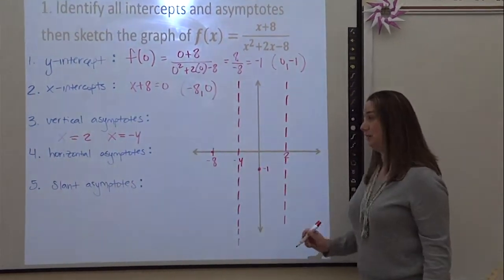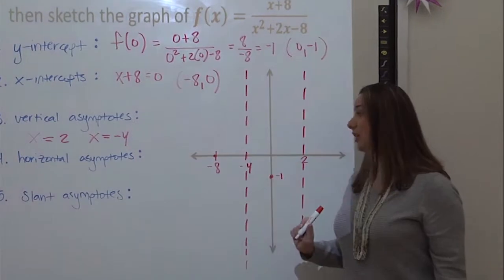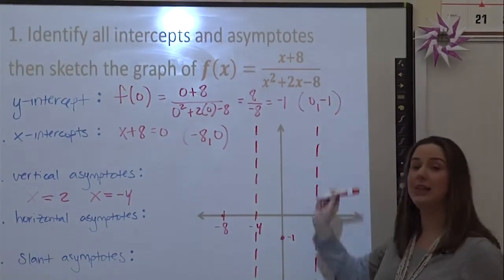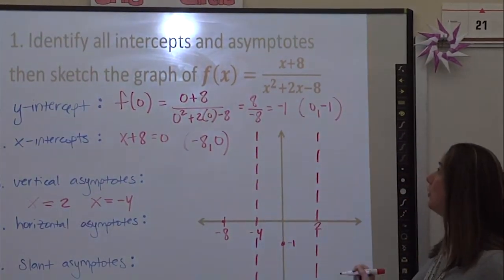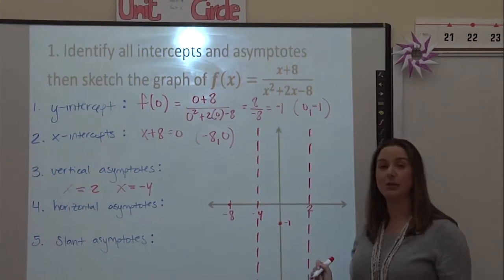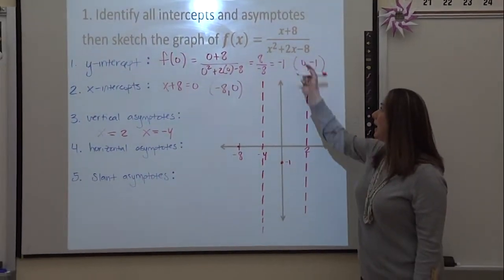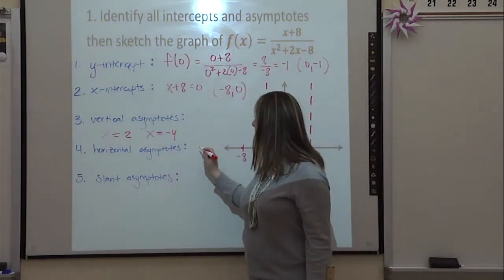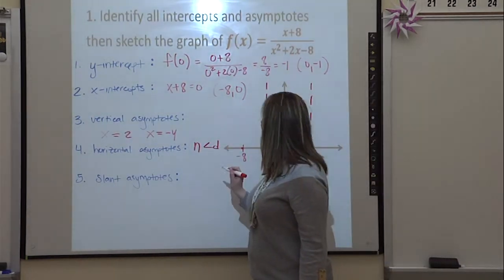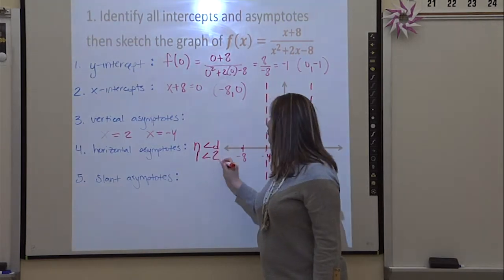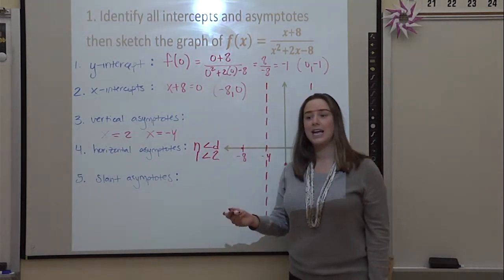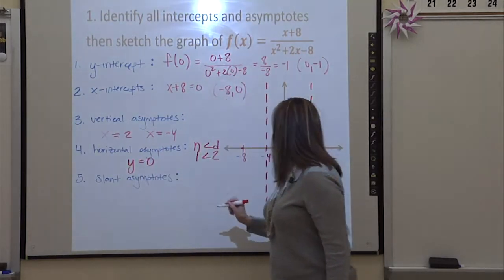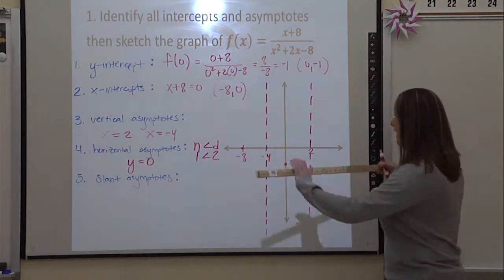So now I have my two asymptotes. For my horizontal asymptote, I'm going to look at the highest degree of the numerator and the highest degree of the denominator. If you notice, my highest degree of my numerator is 1, and my highest degree of my denominator is 2. If I think about my rules, n is less than d, 1 is less than 2, so what that's going to mean is I'm going to have a horizontal asymptote at y equals 0. And this is specifically my x-axis.